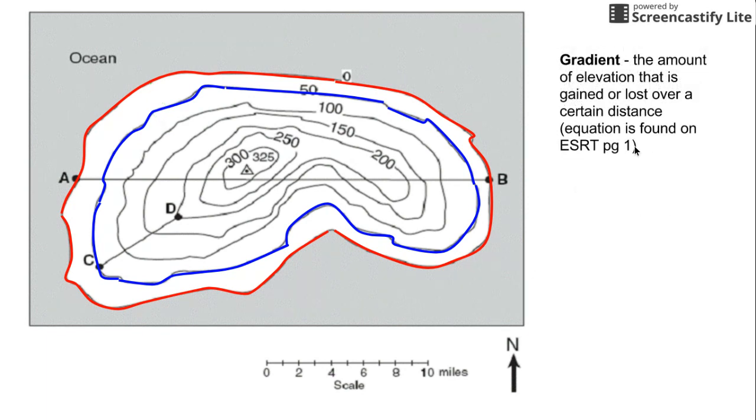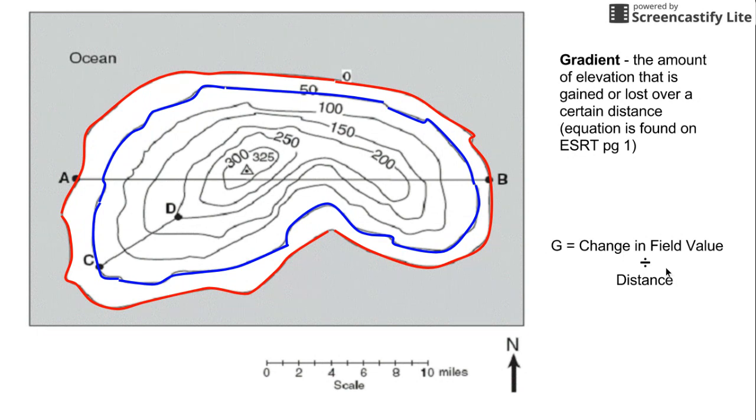One of the most important things to note with a topographic map is that no matter where you are on this map, the gradient is different. The gradient is the amount of elevation gained or lost over a certain distance. You can find this equation in your reference table on page 1. For this example, we're going to get the gradient between points C and D. Gradient equals change in field value divided by distance.